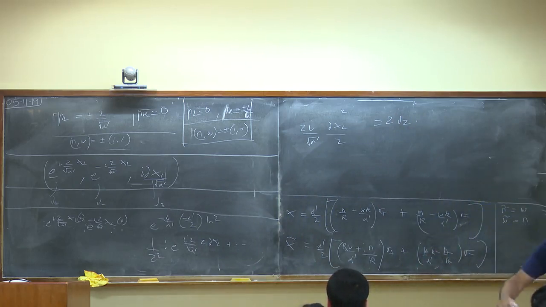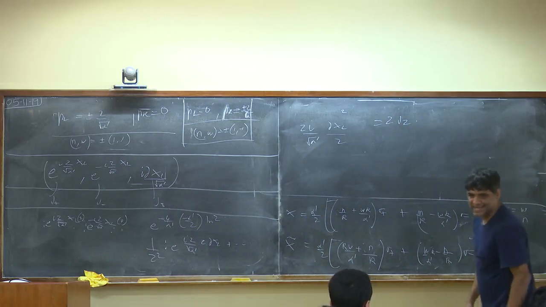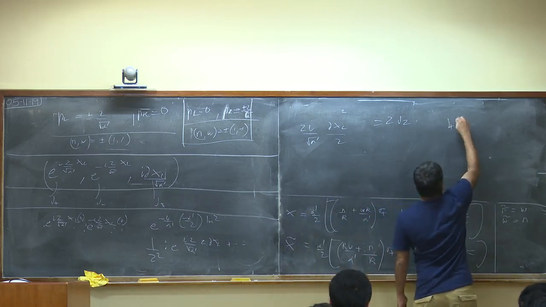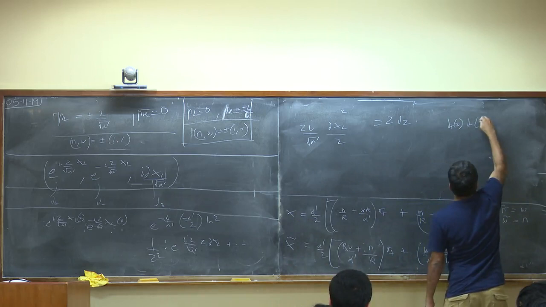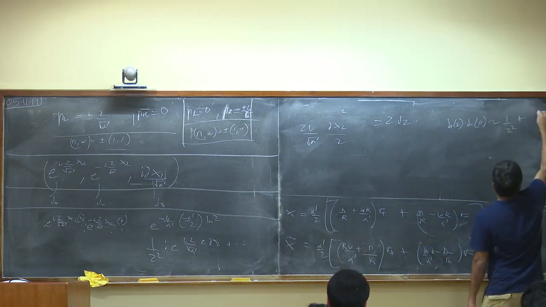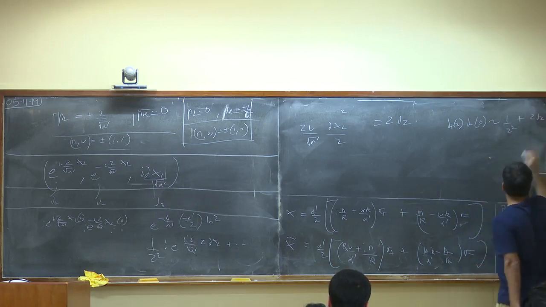Is this the standard SU(2)? And j plus j minus is 2jz. Yeah, exactly. And therefore we see that j plus of z, j minus of 0 is 1 by z squared plus 2jz by z.